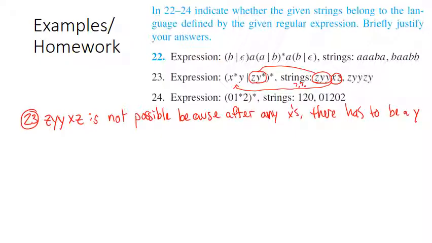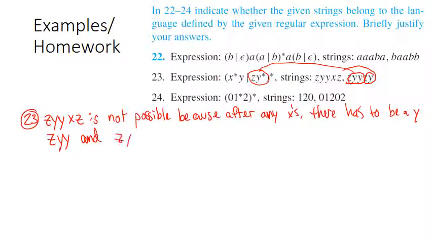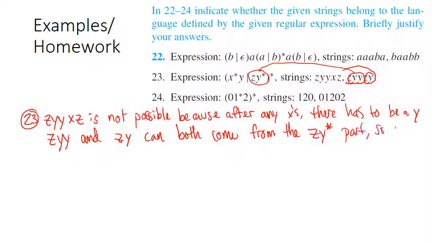Okay, and then what about the other one? So zyy, zy. Yeah, I think that's definitely possible because this part can come from here again, and then this part can also come from that. So zyy and zy can both come from the zy star part. So yes.